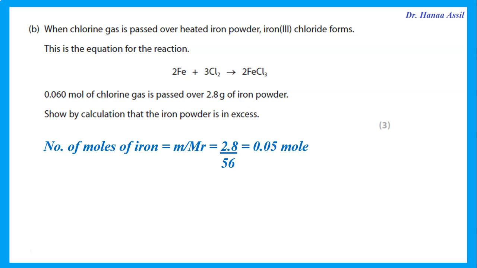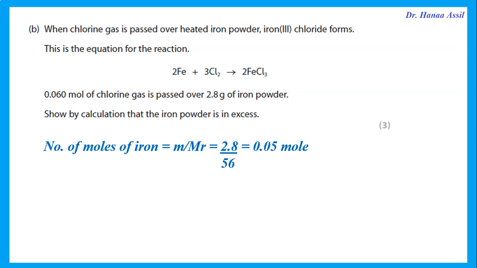You should know that number of moles is mass over molecular mass. So mass is 2.8. I'm going to remind you the molecular mass is the mass of the substance. You do not look at the balancing. So the MR of iron is 56. It's not 2 times 56. I don't look at the balancing when I'm calculating MR. Iron is 56. That's the mass number from the periodic table. That means I have 0.05 mole of iron.